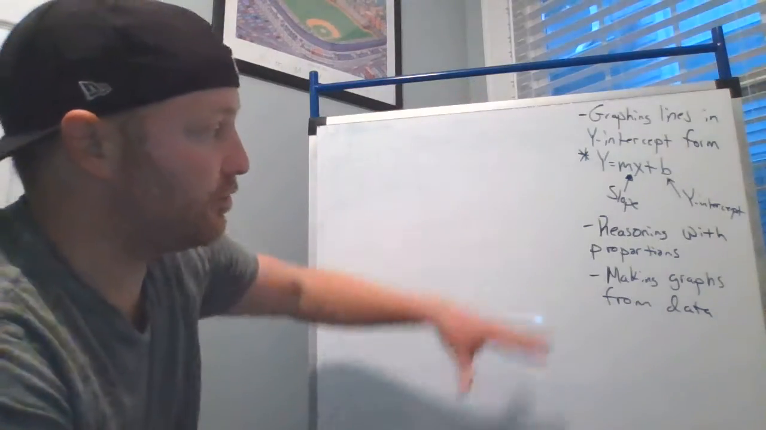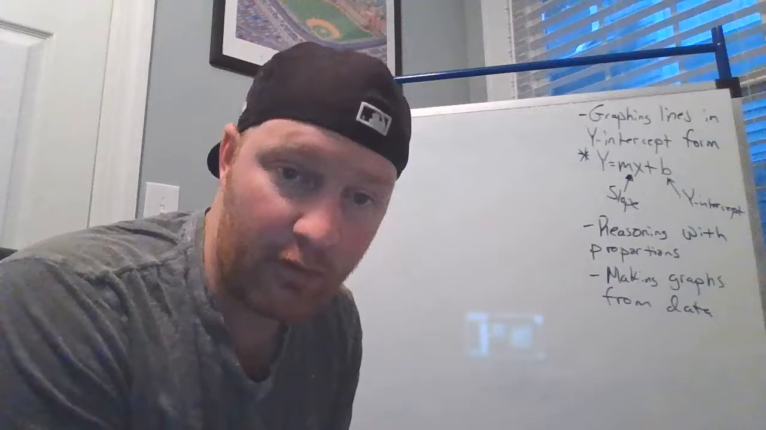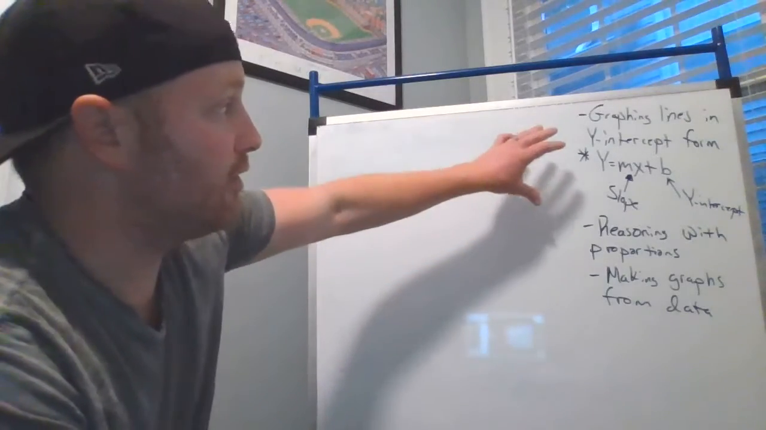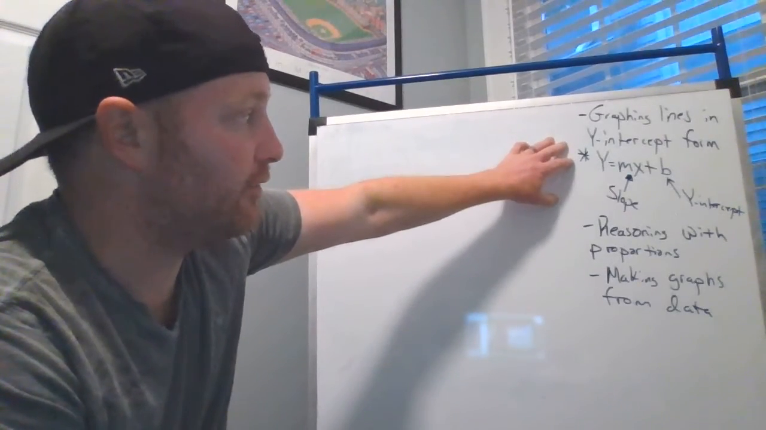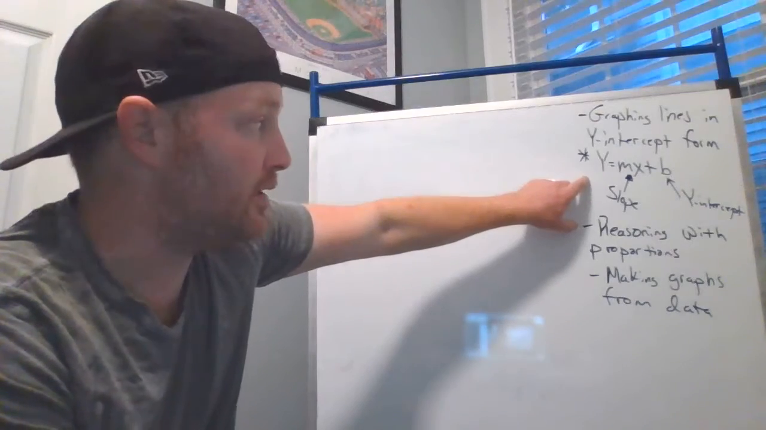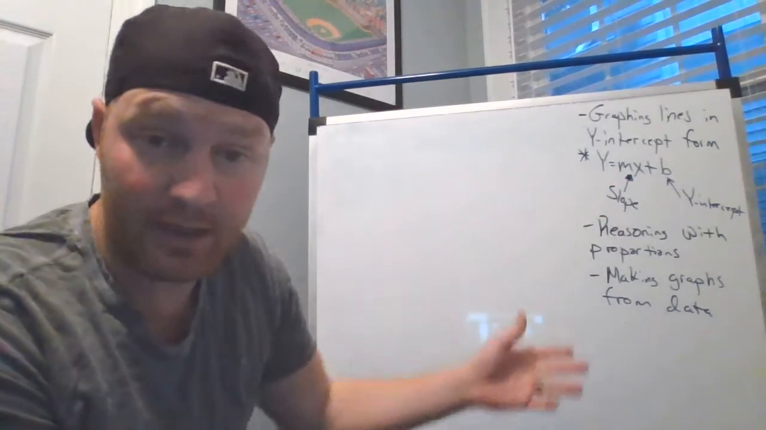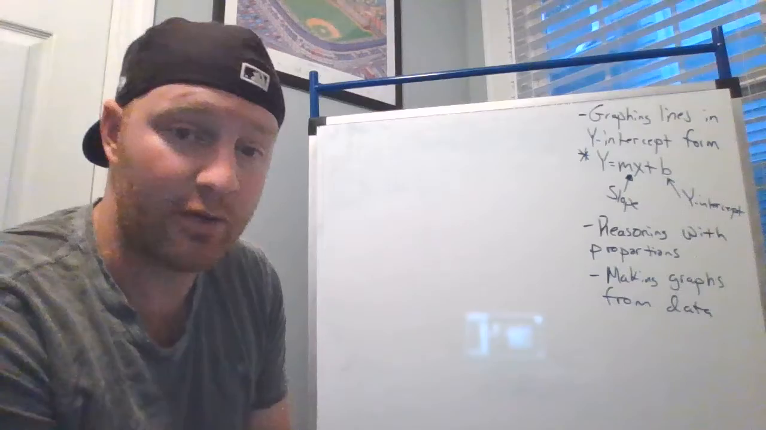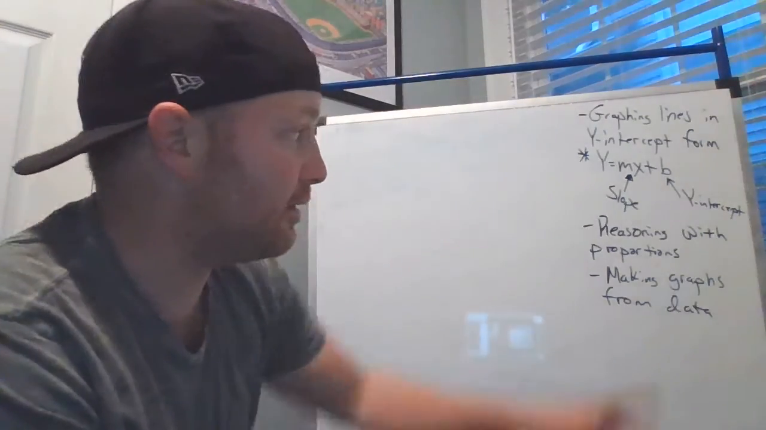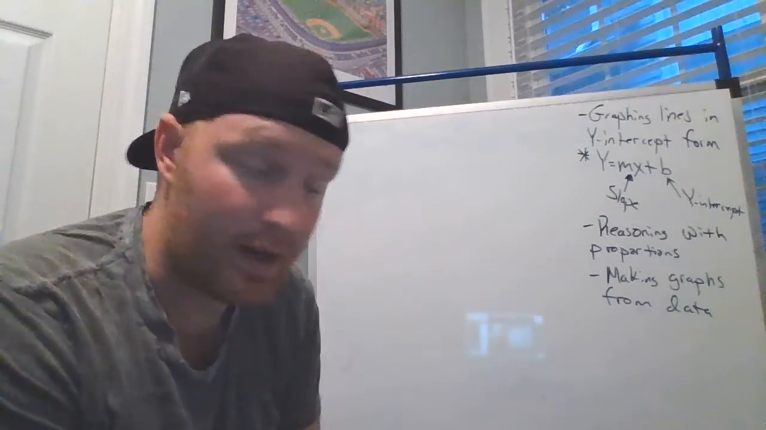So I'm going to show you guys a quick little wrap up of what we did yesterday and what we're strengthening today. So we're going to focus on graphing lines in y-intercept form, which is y equals mx plus b. Remember, the number in front of the x, the m, is the slope, and slope is always rise over run. And the b, the number all by itself, is the y-intercept.